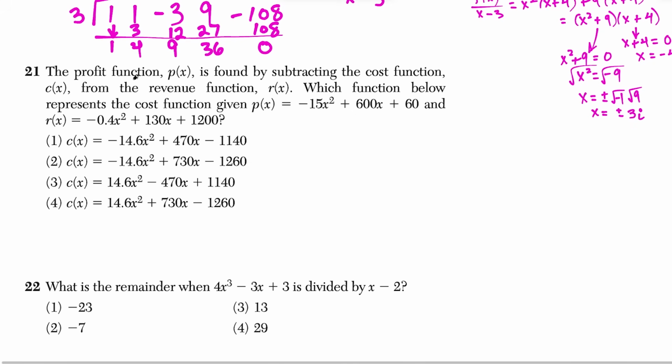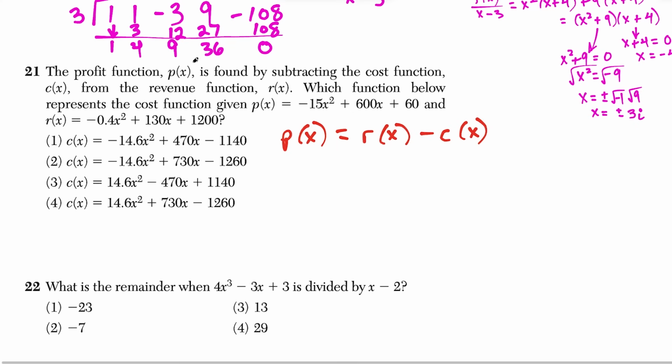Question 21, the profit function p of x is found by subtracting the cost function c of x from the revenue function r of x. Which function below represents the cost function, given p of x equals, and we have a polynomial for p of x, and r of x equals this polynomial here. So for this one, let's set up the equation for the profit function. They're telling us that the profit function is found by subtracting the cost function c of x from the revenue function r of x. So that tells us to do r of x minus c of x.